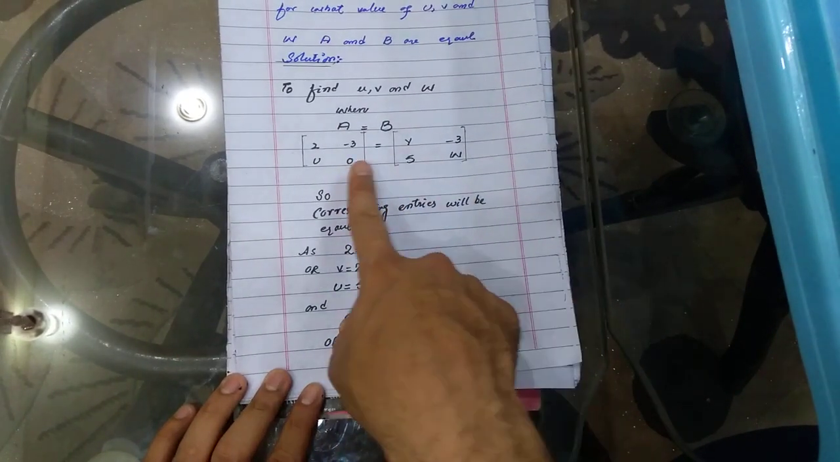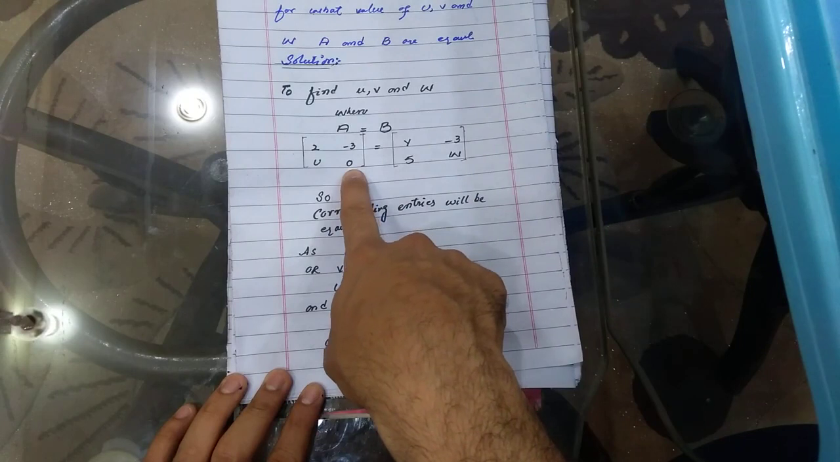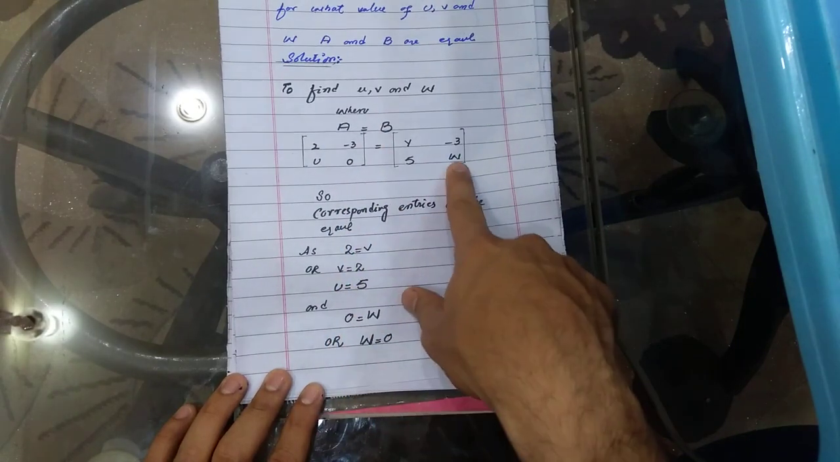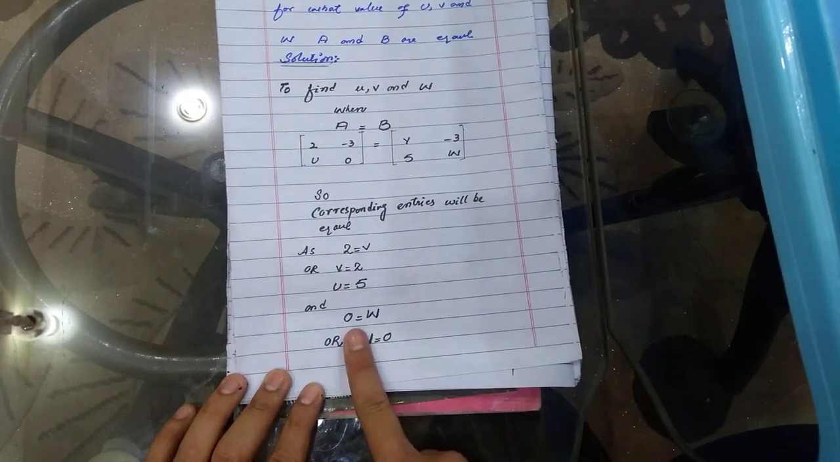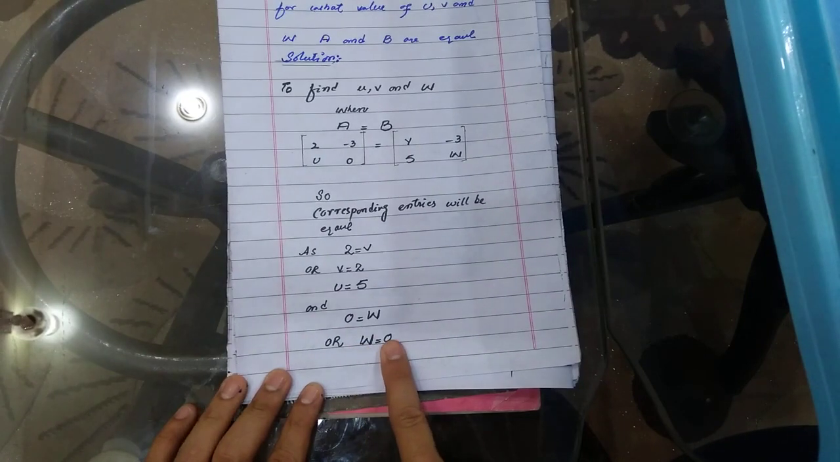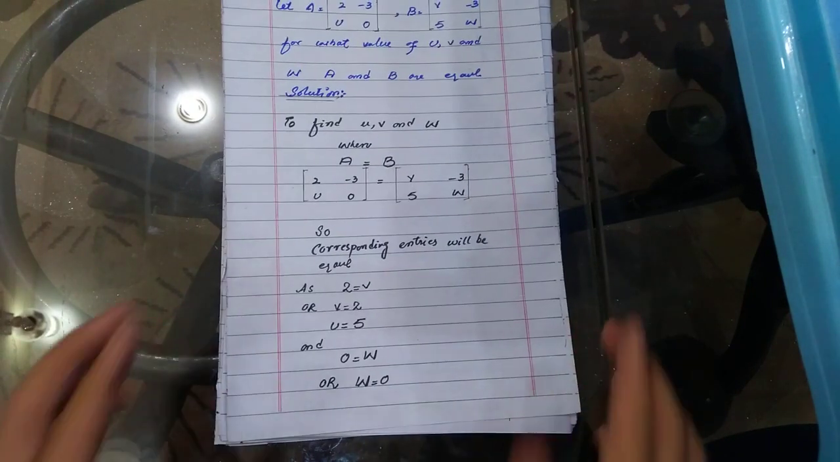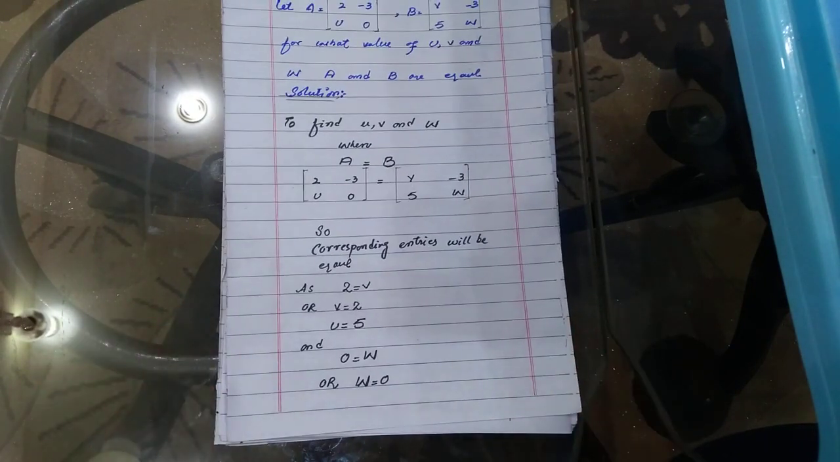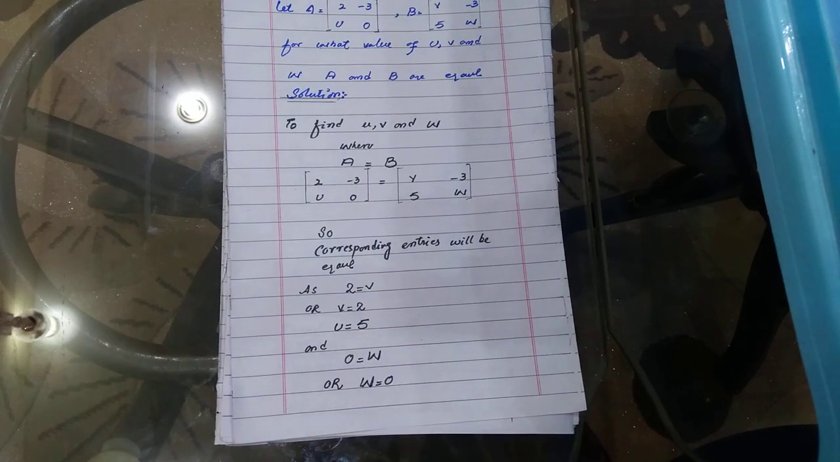W is equal to 0. This is not O, okay? It is 0. W is equal to 0, or simply W is equal to 0. So we have found all the three unknown values, which are V is equal to 2, U is equal to 5, and W is equal to 0.